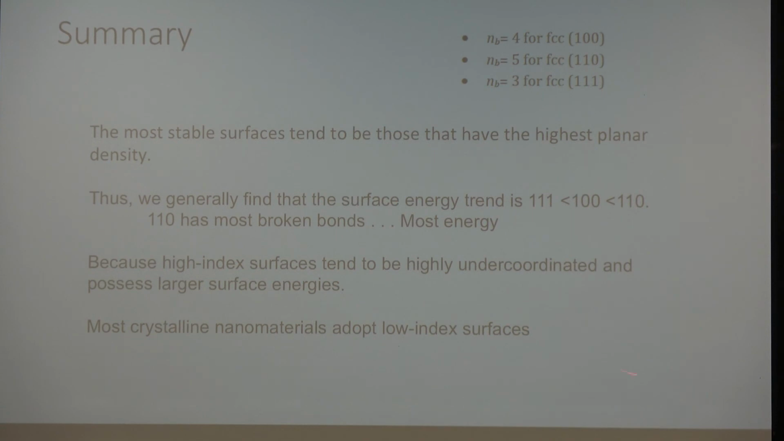High index surfaces tend to be highly undercoordinated. By high index surfaces, they mean things like 210, right? That's what higher index surfaces mean. You could make these like 6, 1, 2, there's all sorts of different surfaces you could make, right? But generally, these are very undercoordinated and have higher surface energies. And crystalline particles tend to be low index, at least if they're going to be stable, where you can keep them around long enough to measure them. Okay?